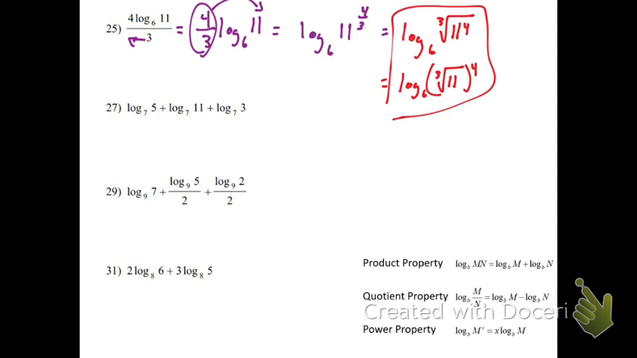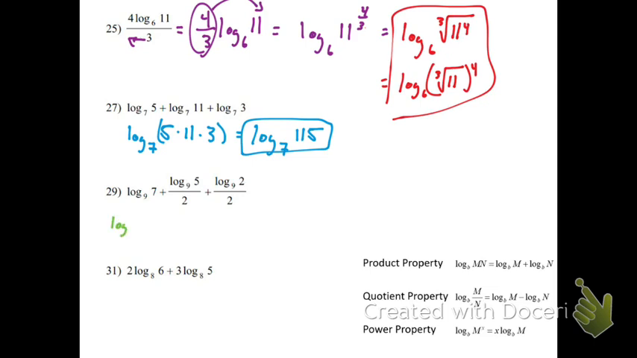Now, number 27, I have 3 things being added, so we're going to combine those inside the log. So this will be log base 7 of 5 times 11 times 3. Okay, that means I have 55 times 3, which should be log base 7 of 165. Yeah, double check that one on the answer key. I think that's right, though. Yeah, why not? All right, this next one, number 29, is pretty gross, if you ask me. And you didn't, but I'm telling you either way.